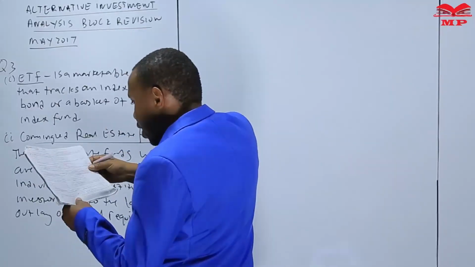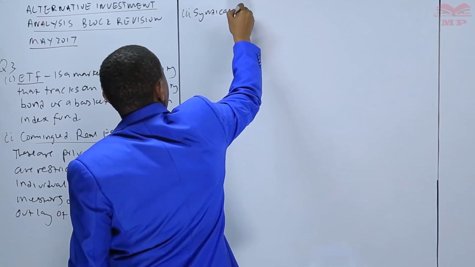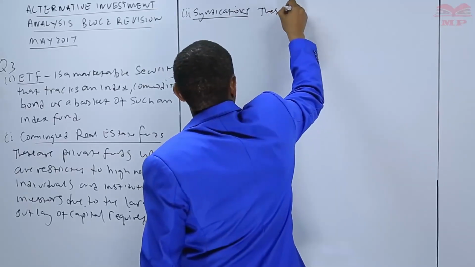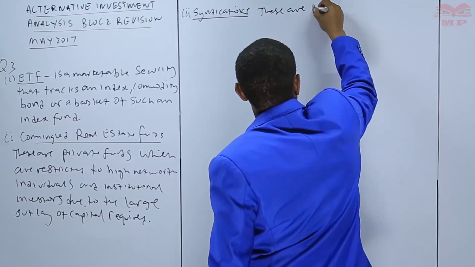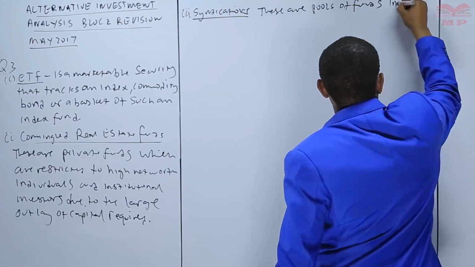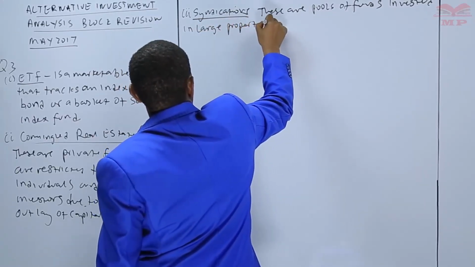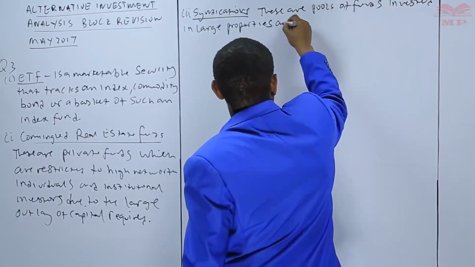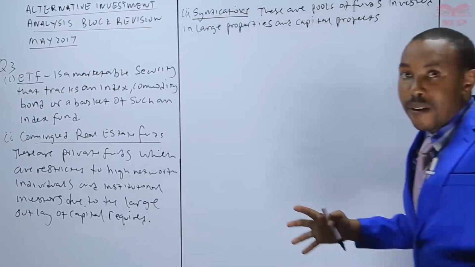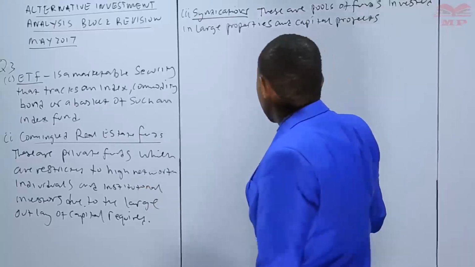Let us explain the next point, which is syndications. So number 3, syndications. There, and we can say these are pools of funds invested in large properties and capital projects. Like that. So these are pools of funds which invest in large projects, including real estate and such like heavy investments there.